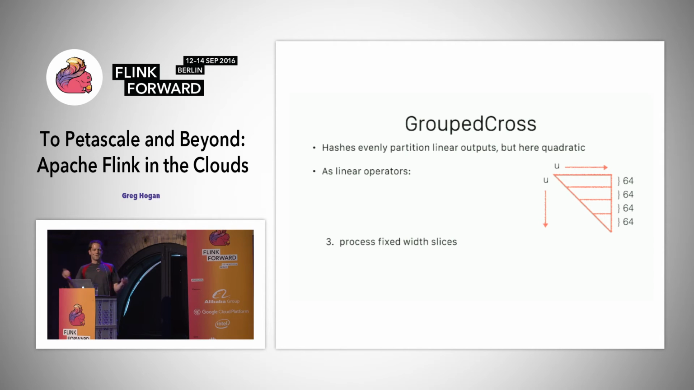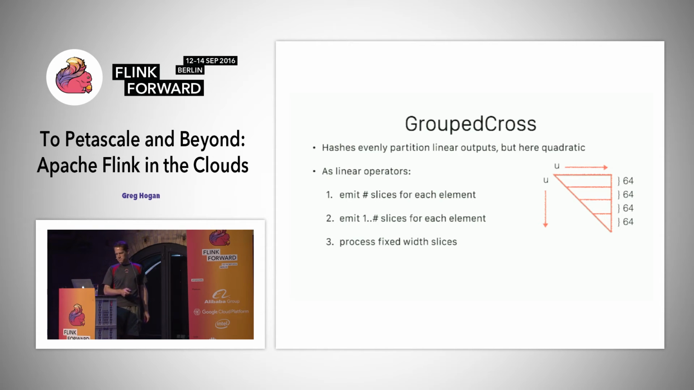This is what we do in our algorithms currently. This is how we operate. We do this in 3 steps. The first step, we emit the number of slices. So these initial elements are emitted into 1 slice, 2 slices, 3 slices, and finally 4 slices. And the second stage is that for our count, we emit the element into each slice.